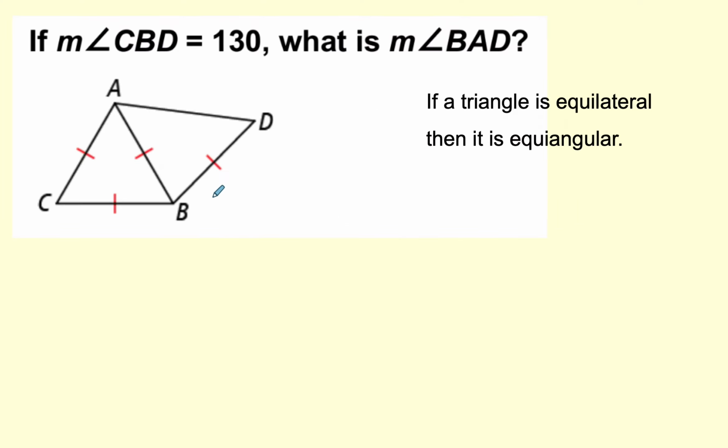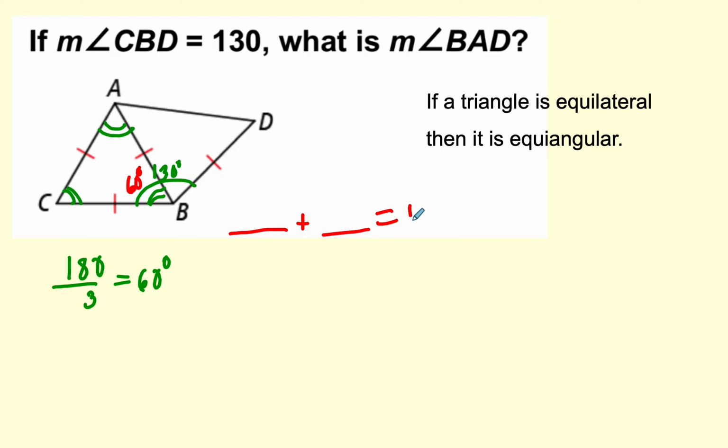Let's take a look at a problem. So I know that CBD is 130 degrees. So that's 130. Now I know all of these angles here are congruent. This angle, and this angle right here. They're all congruent. Remember, they all add up to 180 degrees. Divide by 3, so each one of those angles is 60 degrees. So let's go ahead and write that down. This is 60 degrees.